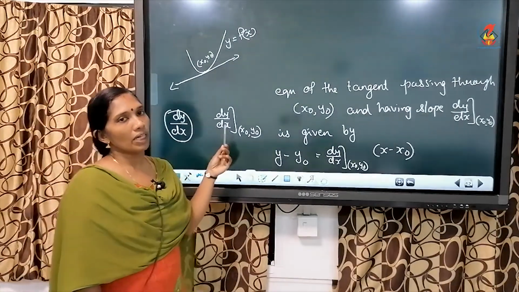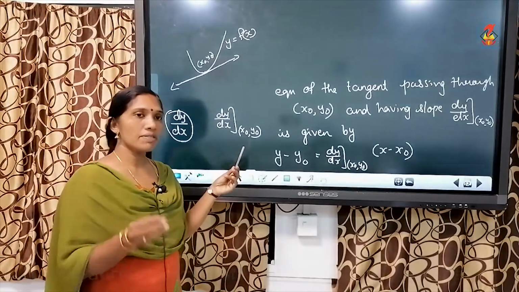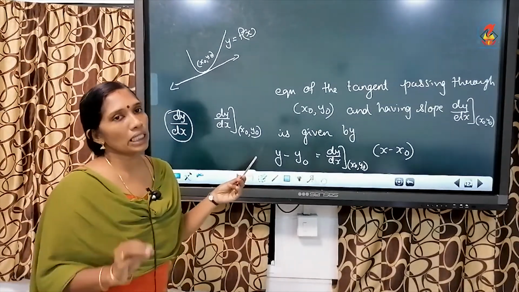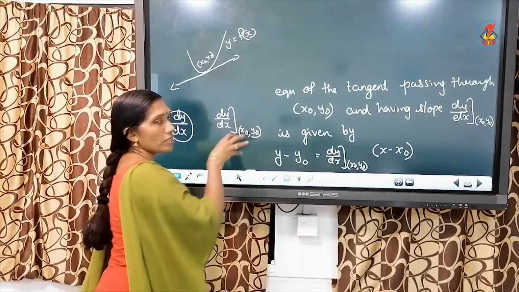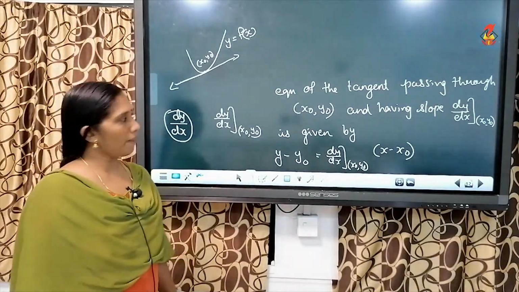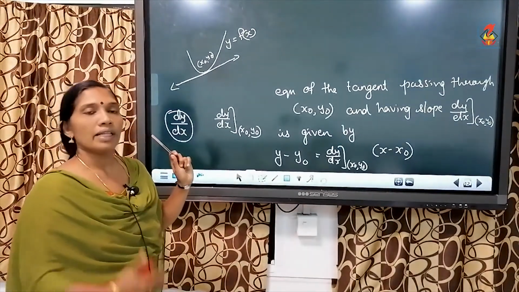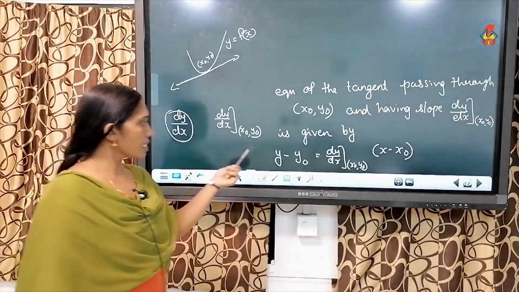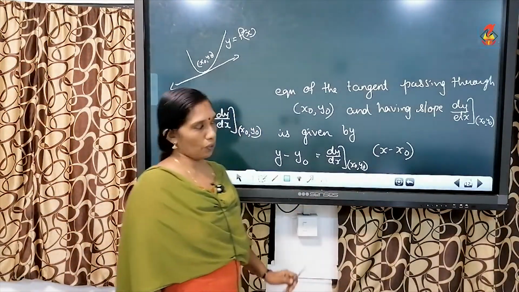Slope means dy by dx at x0, y0. That gives the slope of the tangent to the curve at the point x0, y0. This point you have to substitute, that is very, very important. So this gives the slope of this tangent line. Then we can write the equation as y minus y0 equal to slope into x minus x0.